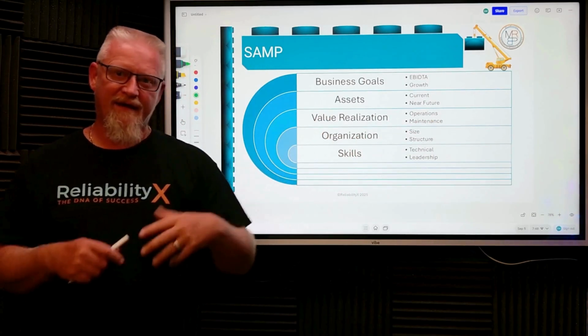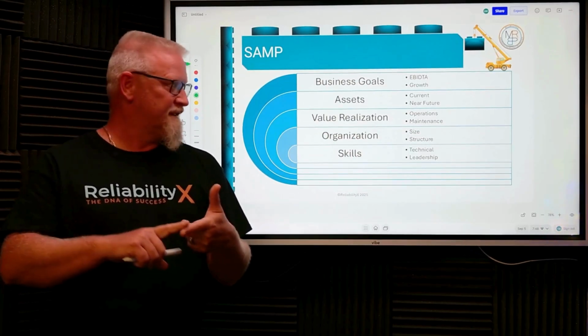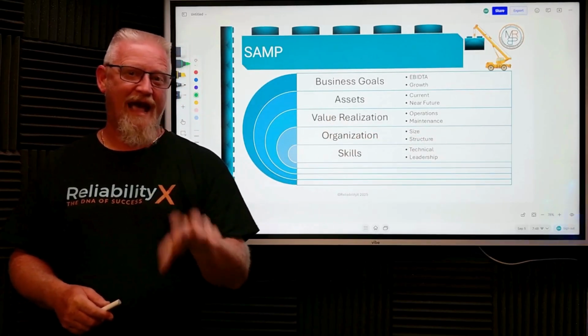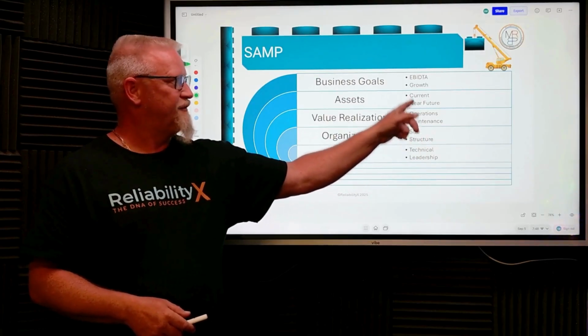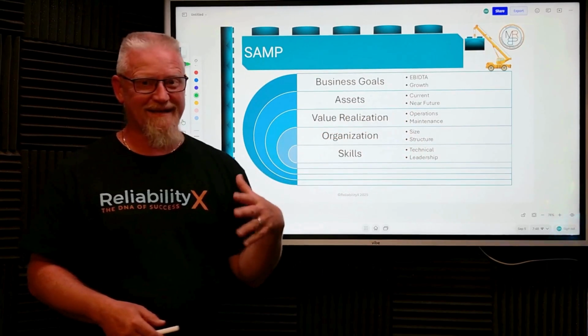organization around that. How many operators does it take? How many supervisors? How many maintenance folks does it take? How many supervisors? What does the structure of the organization have to look like in order to execute appropriately to realize the value that we have said we purchased the assets for?